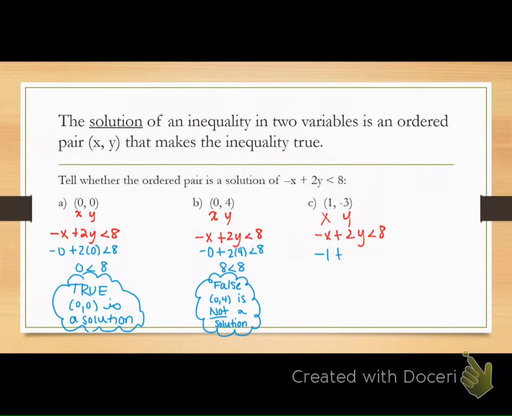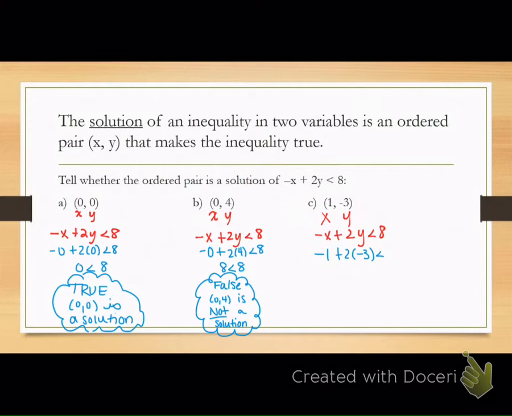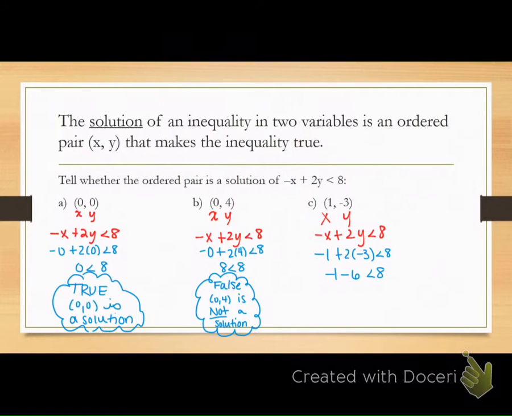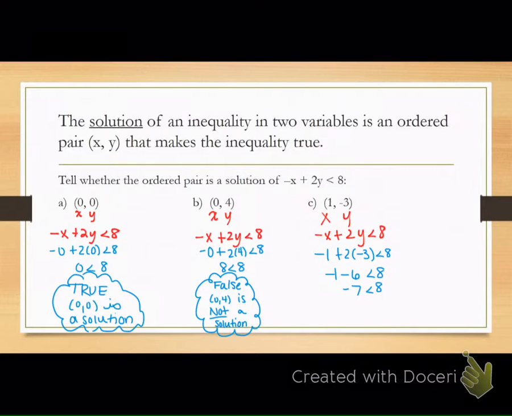So I have -1 plus 2 times -3 is less than 8. So I have -1 minus 6 is less than 8. Is -7 less than 8? So this is true, so this is a solution.